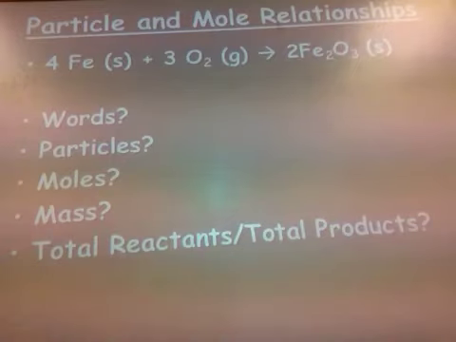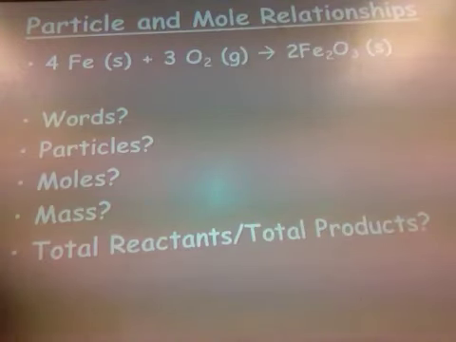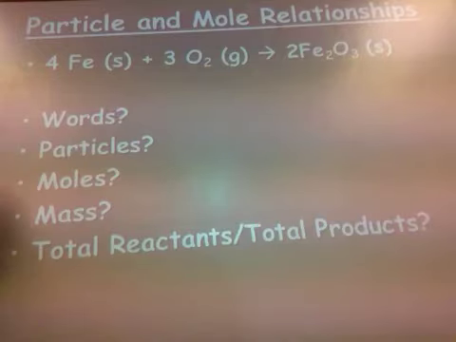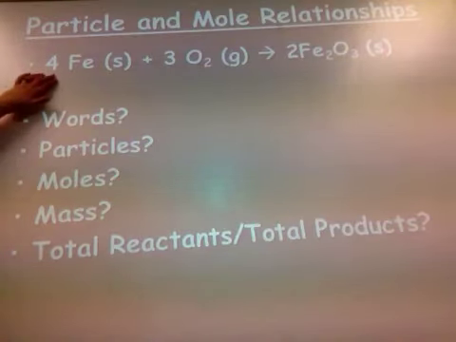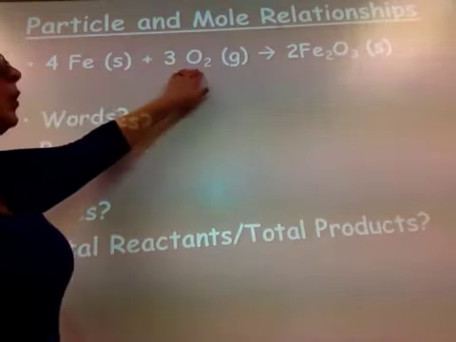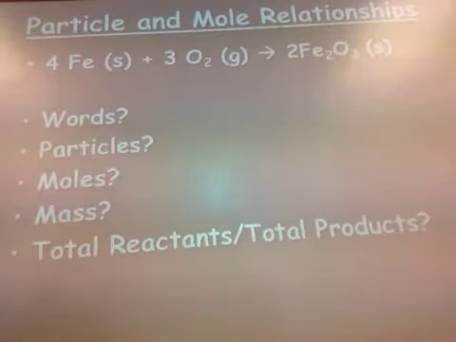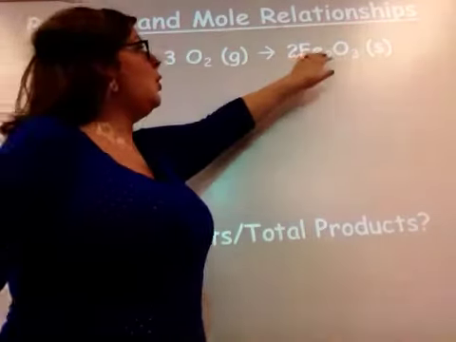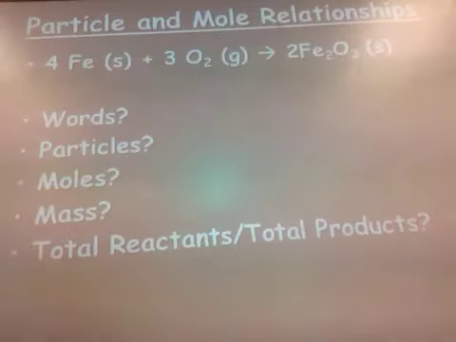Now I want to talk about it in terms of moles. What about moles? Remember, I know how many moles there are of each atom or molecule or formula unit because the coefficients in front tell me how many moles of each I have. So I have 4 moles of iron reacts with 3 moles of oxygen to produce 2 moles of iron 3 oxide.